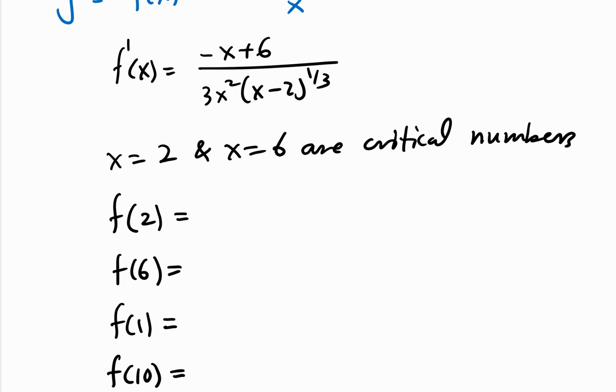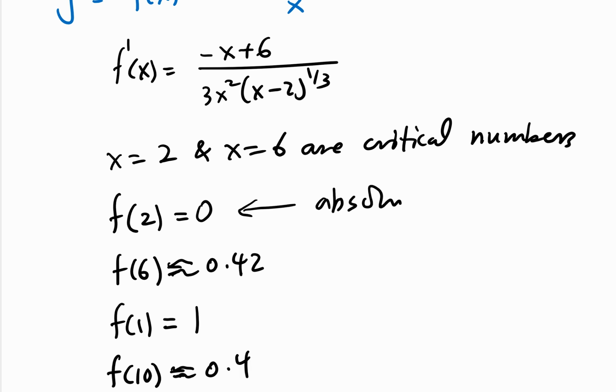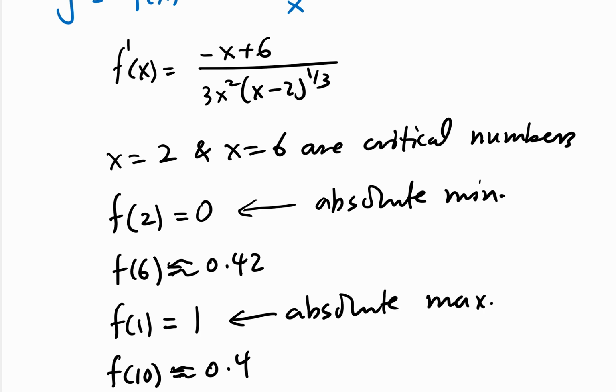So f of 2, if you substitute the 2 in, what do we get? For the first one, I got 0. This one I got about 0.42. The f of 1 is 1, and this is about 0.4. So notice this is the lowest one, so that's the absolute min. And this is the highest one, so that's the absolute max. Any questions up to this point? This is what this section is about: how to find min, max, absolute min, absolute max, local min, local max, and critical numbers.